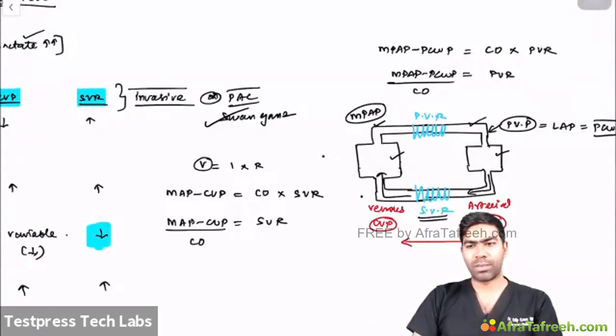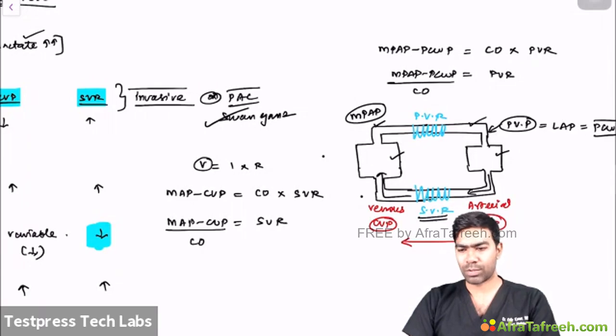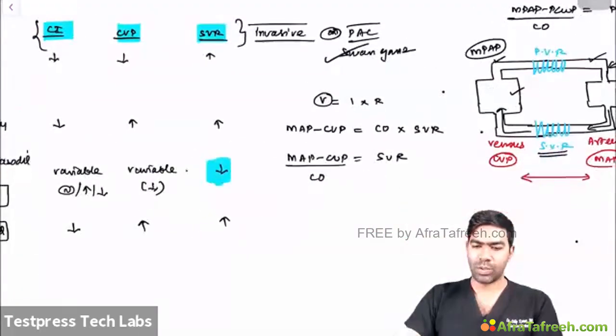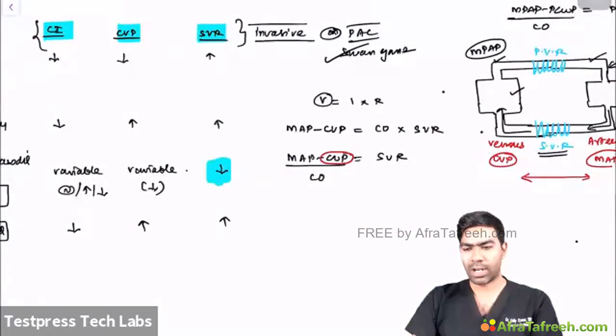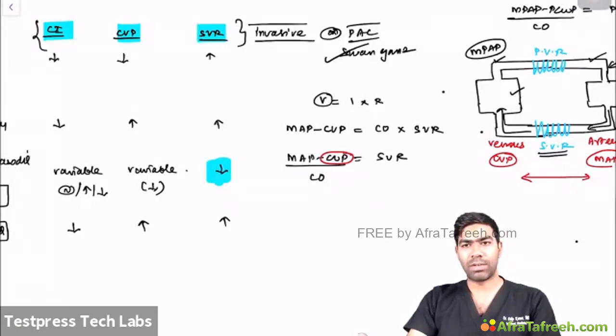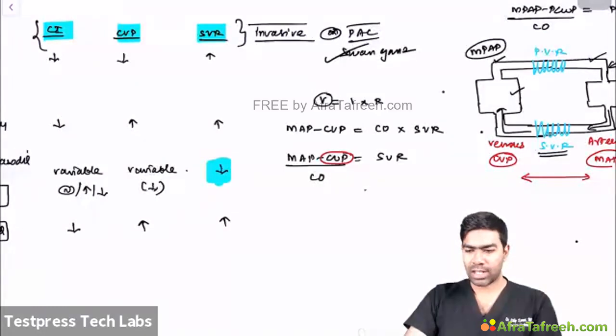This is the formula that would have been given in many of the physiology textbooks. But what your physiology textbooks will do is, they will tell that the CVP is very, very low, negligible under physiological states. Because MAP is 95 to 100, CVP will be only 3 or 4. So they will ignore the CVP and they will tell that systemic vascular resistance is equal to MAP by cardiac output. This is the formula they will give.